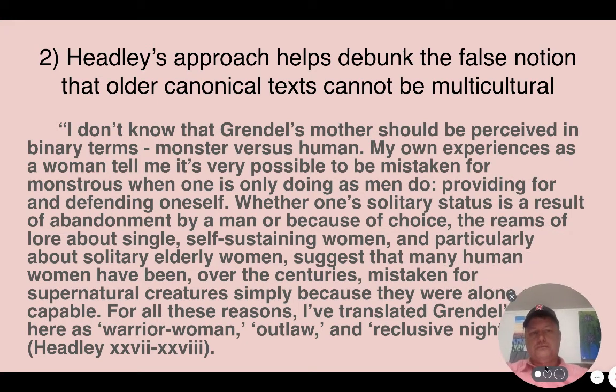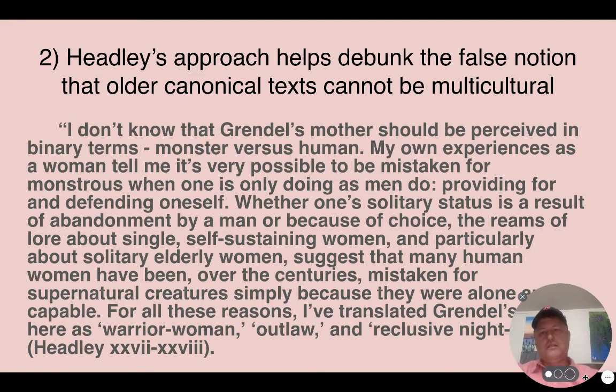So here she says, in the book, by the way, Grendel's mother's gender, while it seems clearly female, is very confusing, I think, to the speaker of the poem. Anyway, here's what Headley says. As you know, if you know the poem at all, Grendel's mother is a formidable warrior and adversary.